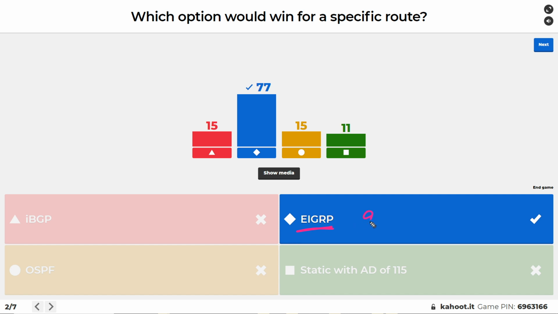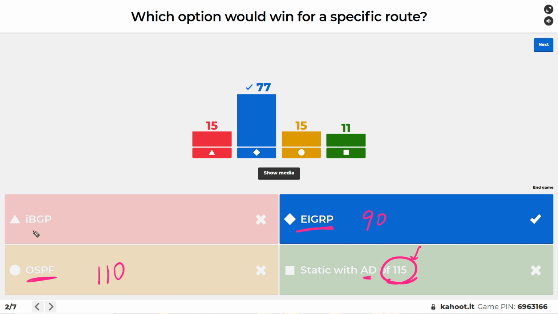All right, 90 is correct. Thank you for everybody who put that in. Fantastic. What is the administrative distance default for OSPF internal routes? Fantastic, everybody. I appreciate that. All right, how about a static route with an AD of 115? I'm just going to circle that. You don't need to answer that. If we have an administrative distance of 115, that's what it would be.